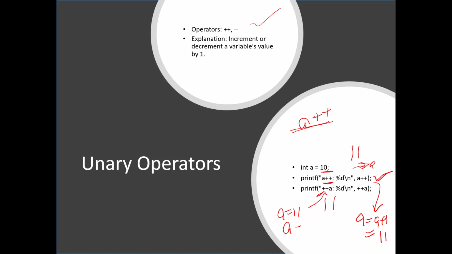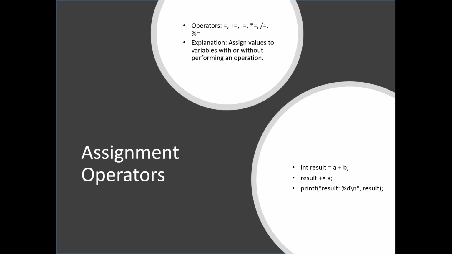It will increase by 1. So the value of a is 12. Now, what is the statement? It is print the value of a. So it will print the value of a is 12. So this statement prints the value of a as 10, and this statement prints the value of a as 12, right? So this is how the unary operator is used in C programming.